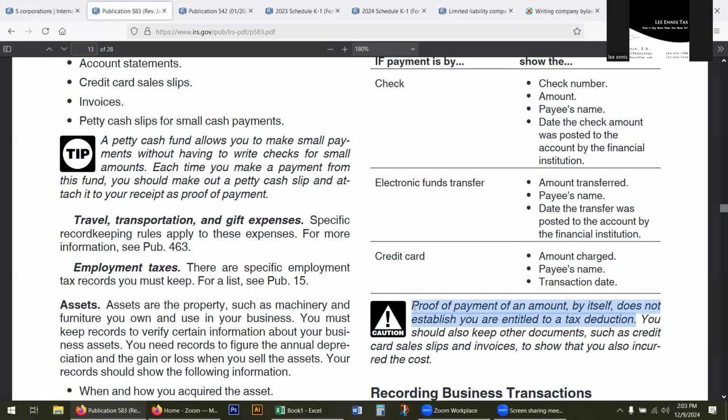Proof of payment of an amount by itself does not establish you are entitled to a tax deduction. That is the IRS's way of saying, if you come in here with a credit card statement that shows an amount, a payee's name, and the date, you may not be entitled to that tax deduction. Same thing with the electronic funds transfer. Just because you sent $5,000 to 555 okie dokie doesn't mean that we're going to allow that as a tax deduction. It's really important that you have those detailed receipts, invoices, and so forth.